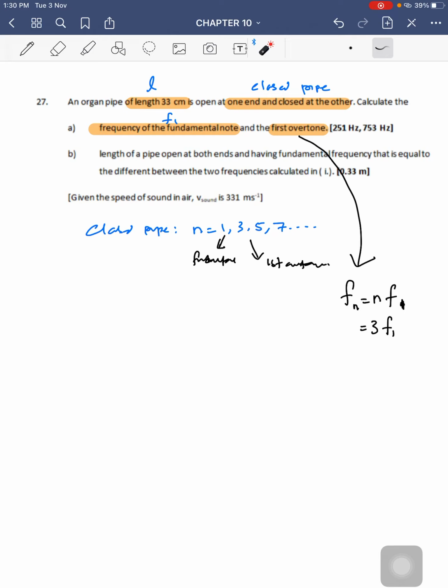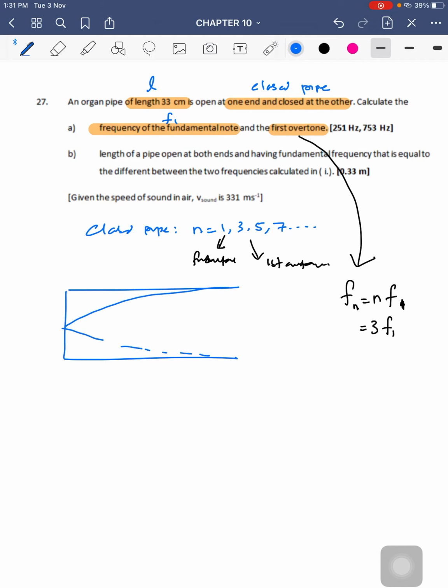Okay, so how to find the fundamental? Okay, this is the closed pipe. Fundamental means that the basic wave of sound. So if you look like this, so this length is referred to the lambda divided by 4. So lambda will be equals to 4L by using equation V, speed of wave, V equals to F lambda.